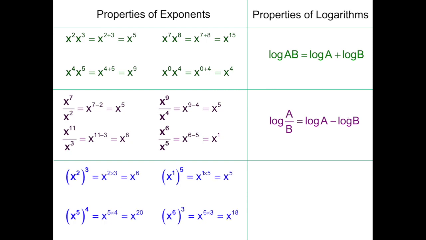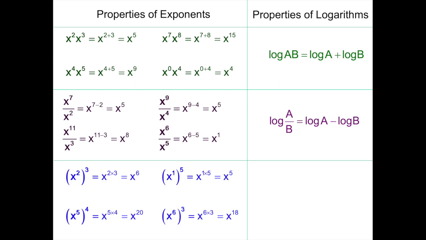And when it's power to a power, we multiply. So again, x squared to the 3rd, we do 2 times 3, we get x to the 6th. For my next one, 1 times 5, it's x to the 5th. The next one, 5 times 4, we get x to the 20th. 6 times 3, we get x to the 18th for that last one.